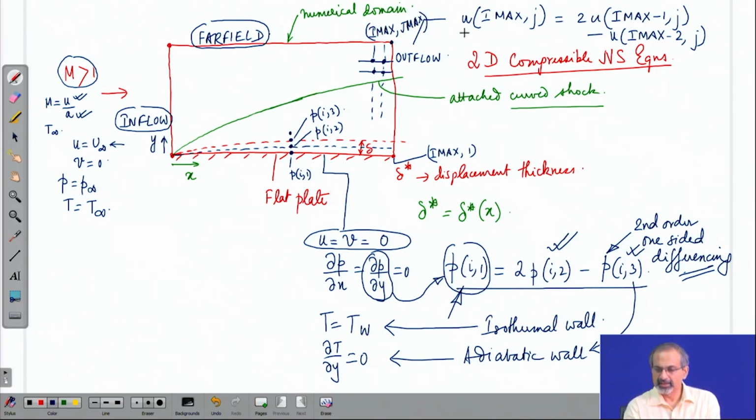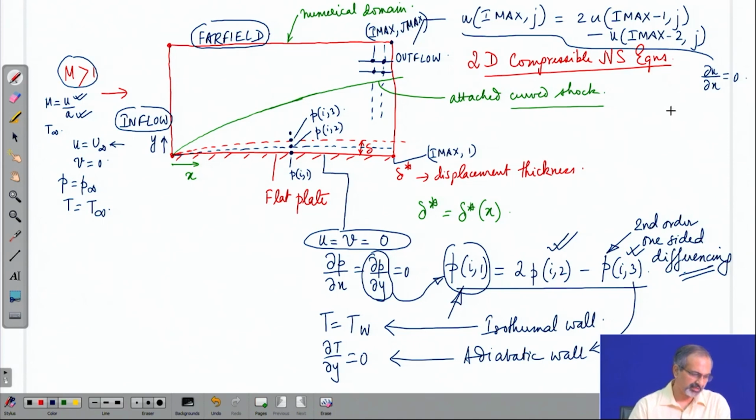So, J max is the maximum number of grid points along the y direction. As you can understand, here you have just extrapolated the value at the outflow based on internal values by setting the condition del u del x equal to 0. Similar relations can be applied for V, P and T, and that is how you can solve them. Whatever you have imposed in the inflow can as well be imposed in the far field.